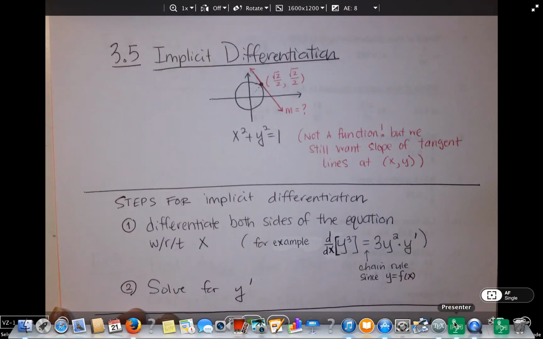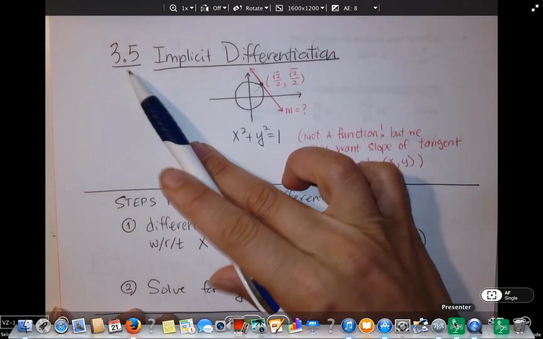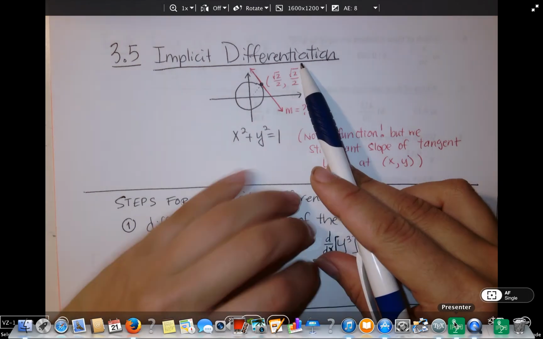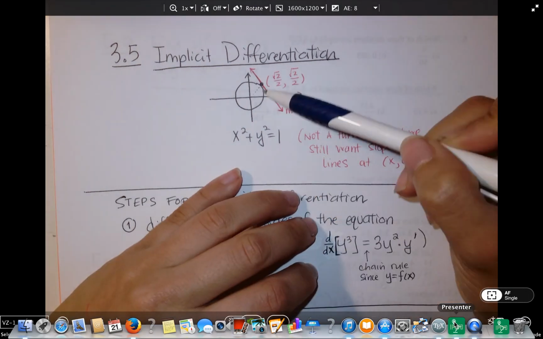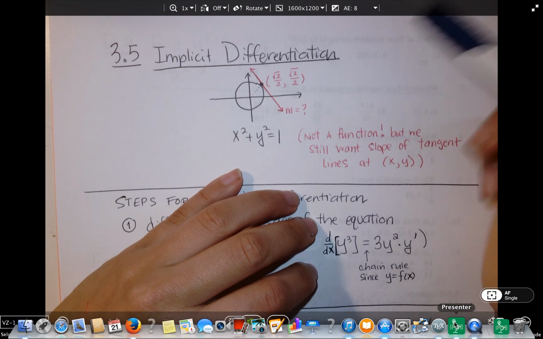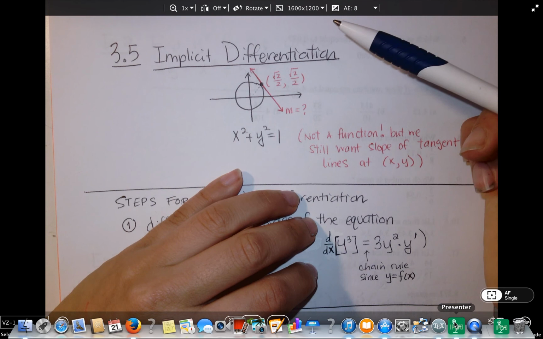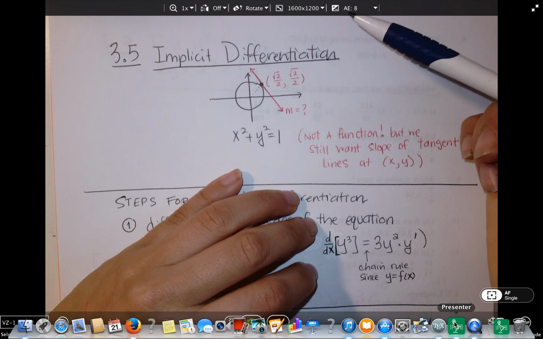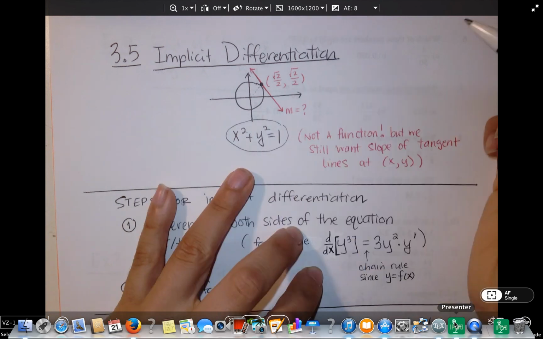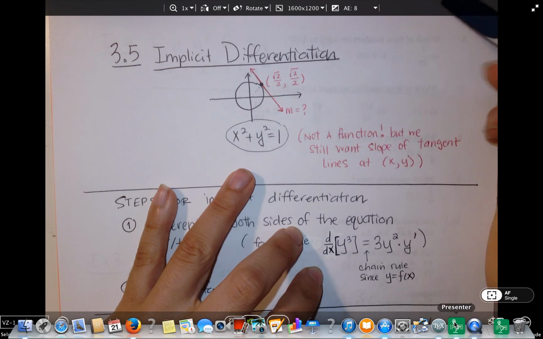Section 3.5 is about implicit differentiation. The idea here is that we want to be able to find slopes of tangent lines for curves that are not necessarily functions. So in sections 3.1 through 3.5, we were always working with functions. An equation like this is not a function. You can see it's just the graph of the unit circle.